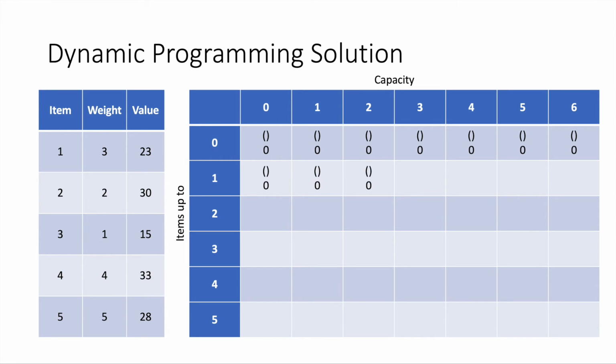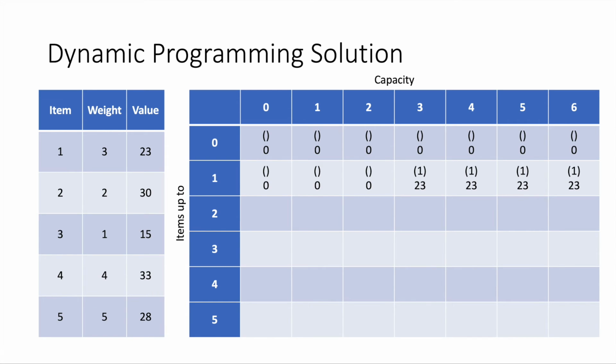For capacity 3, item 1 will fit. So the optimal subset for up to 1 item for a capacity 3 knapsack is the set of item 1 with a value of 23. For capacities 4, 5, and 6, after including item 1, there will be leftover capacity, but there are no previous items to consider. So 4, 5, and 6 will all have the same optimal subset.